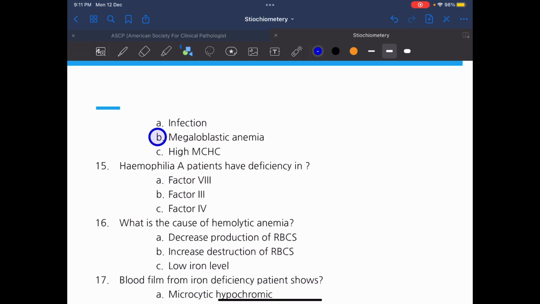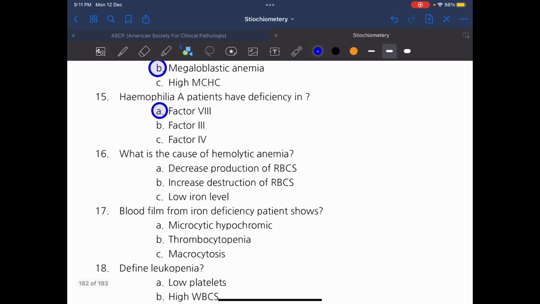Question number 15. A hemophilia A patient has a deficiency in which factor? Factor 8, factor 3, or factor 4? A hemophilia A patient has a deficiency in factor 8.